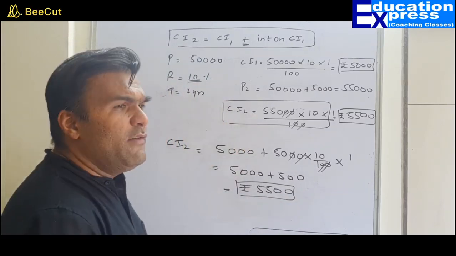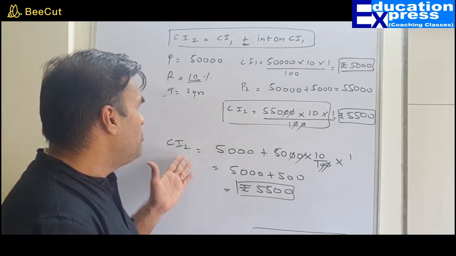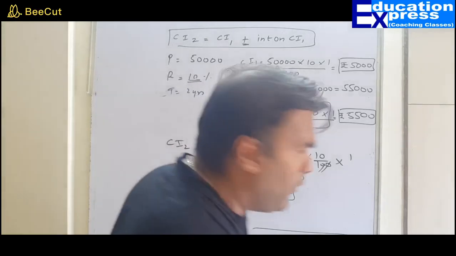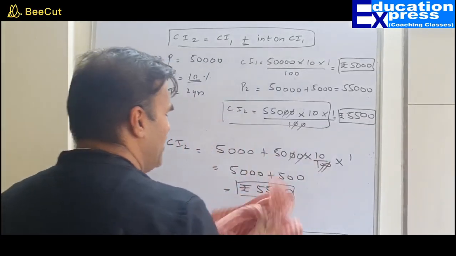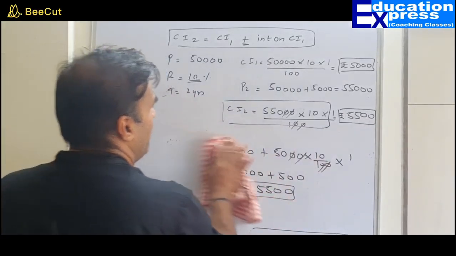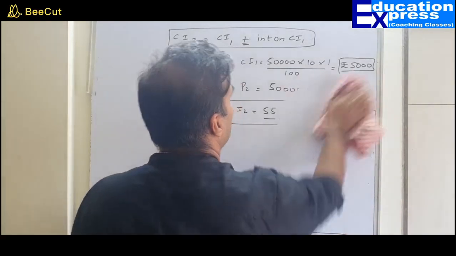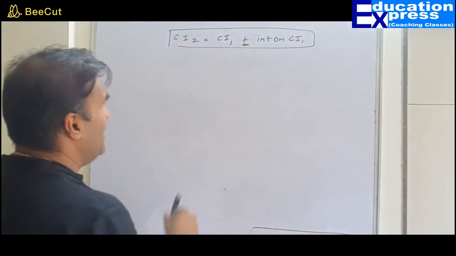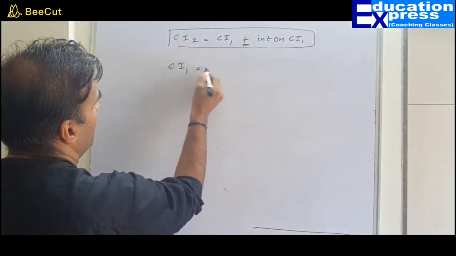But then I have a very simple question: why should I use this formula when the other is so comfortable? My dear friend, these formulas will be used in special times. What time? Whenever they give you CI1 and CI2. For example, the question is CI1 is 5,000.